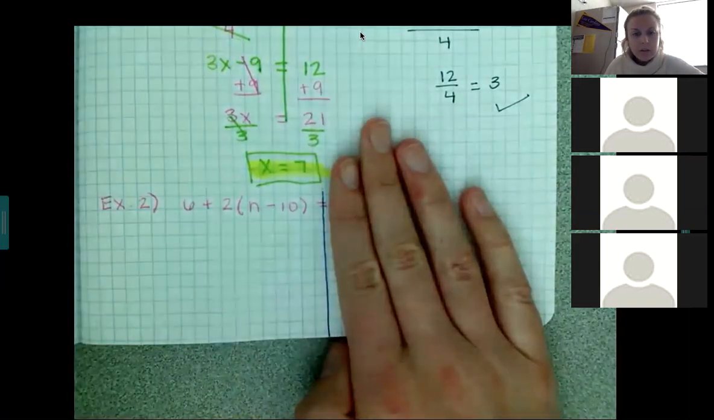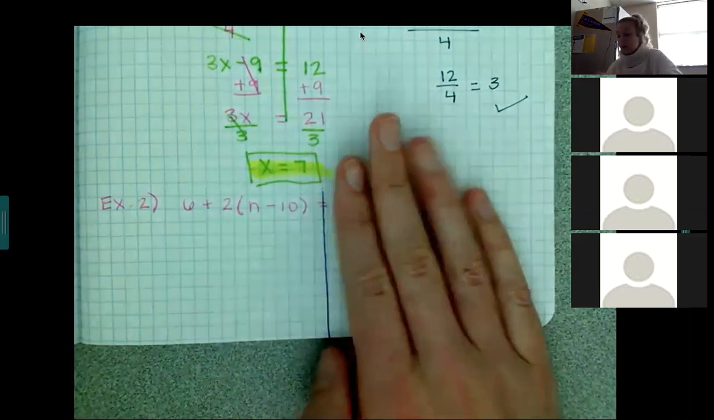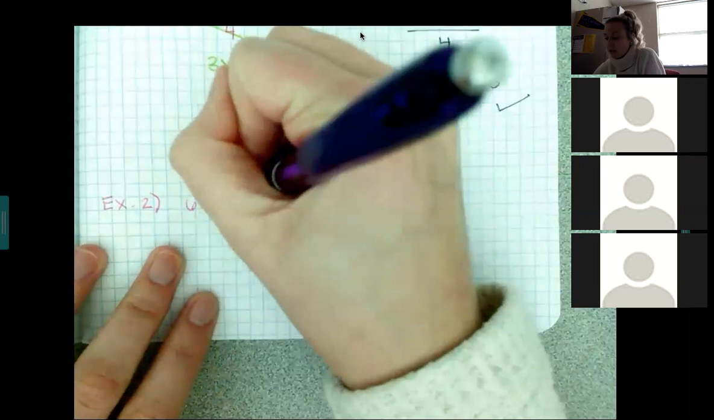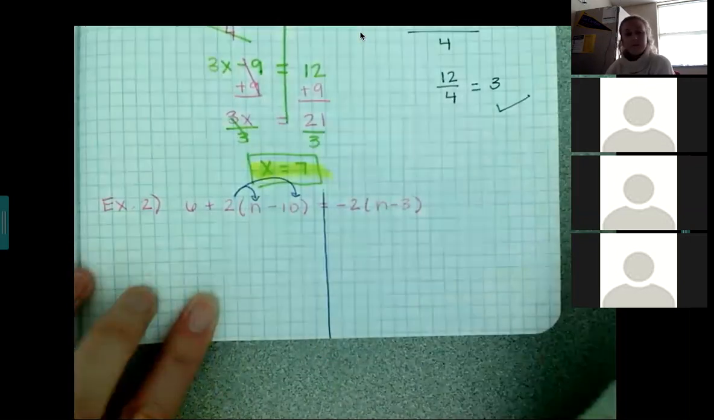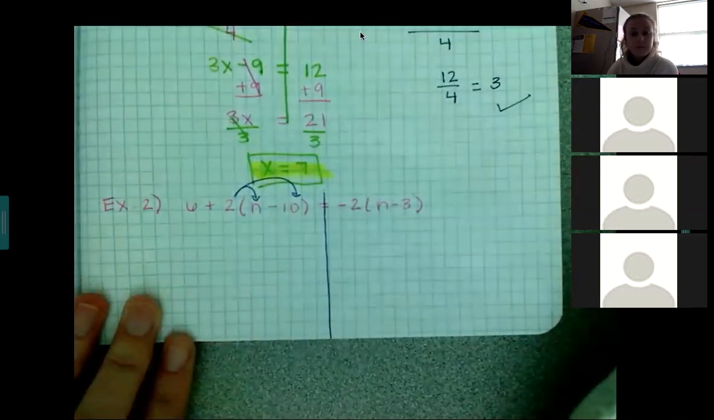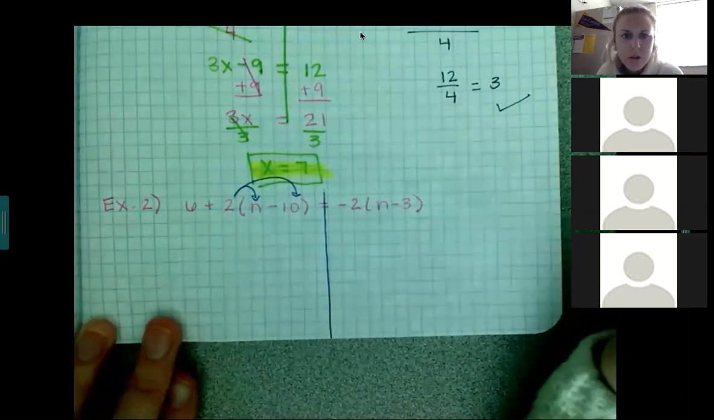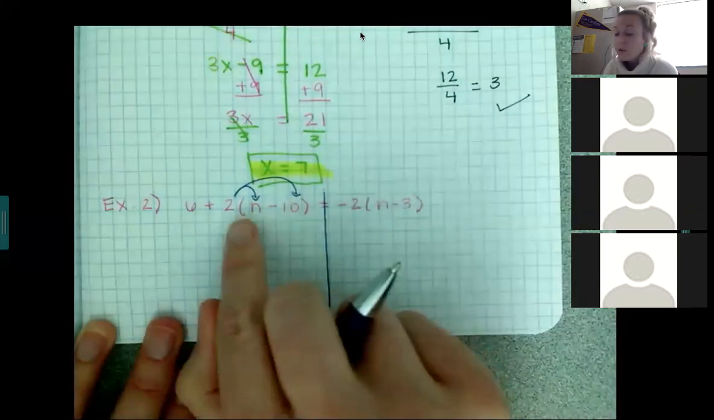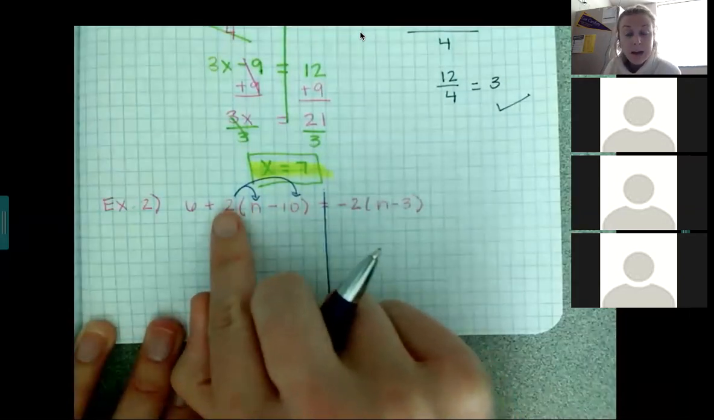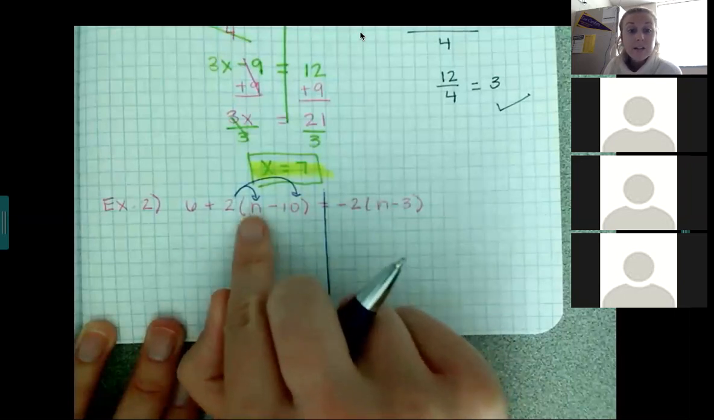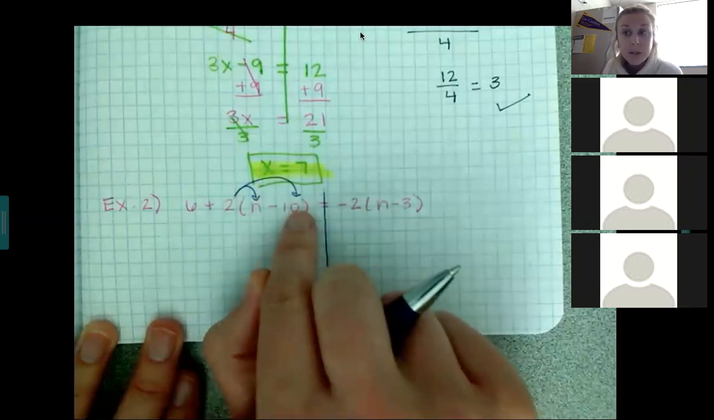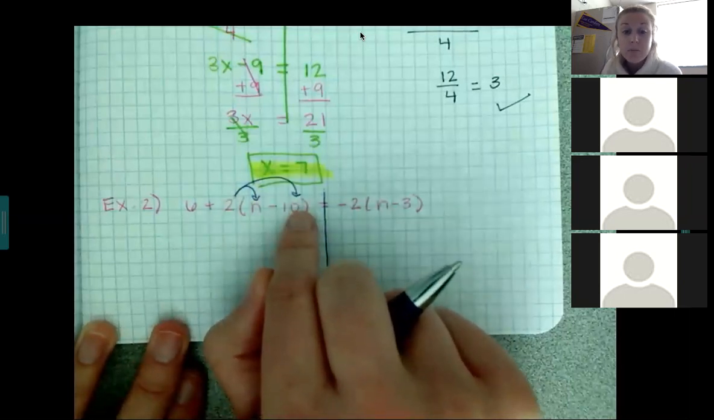So how do we get rid of these parentheses? Distribute. Good. Do you guys remember yesterday we distributed? Yes. Okay, good. I hope so. It ain't been that long, y'all. It's been 24 hours. Distribute. So when you distribute, remember, you're just multiplying whatever's outside into all the things in the parentheses, and then you can get rid of the parentheses.